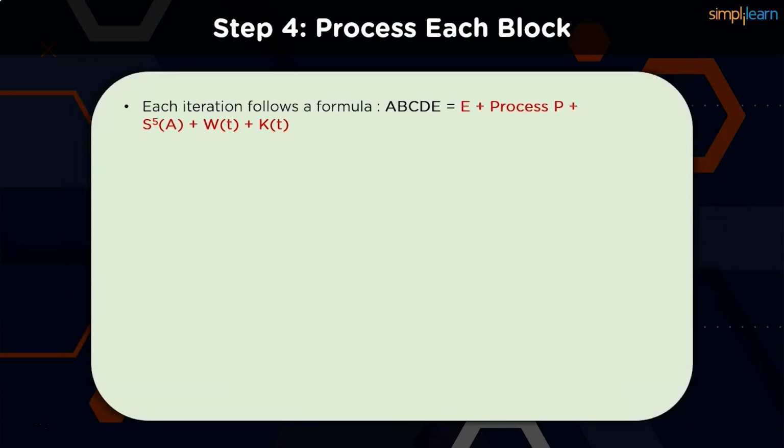A single formula is necessary to calculate the output of each round and iteration. The formula can be: ABCDE register is equal to E plus a non-linear process P along with a circular shift of A plus WT plus KT. In this formula, ABCD is the register value of the chaining variables as we discussed before.